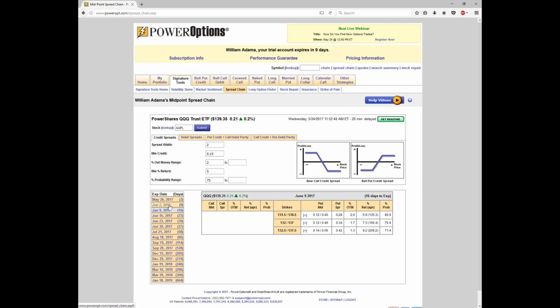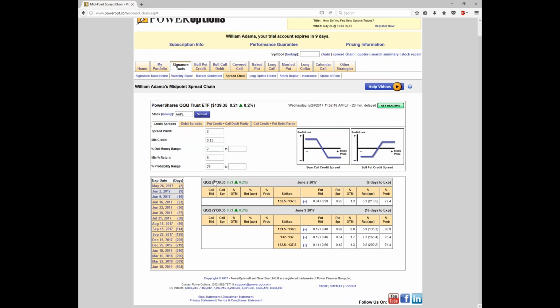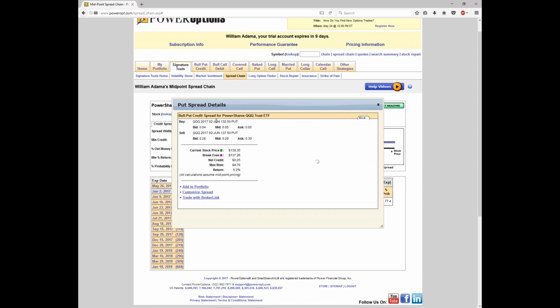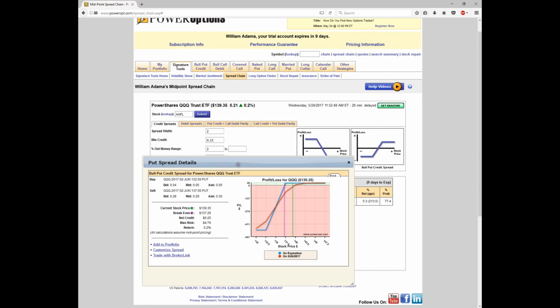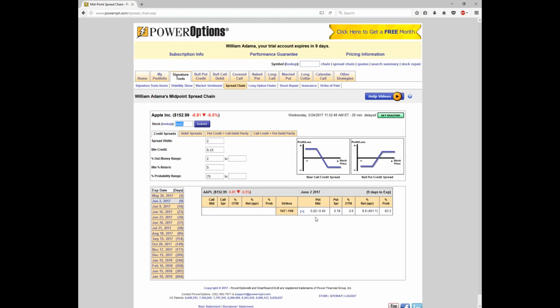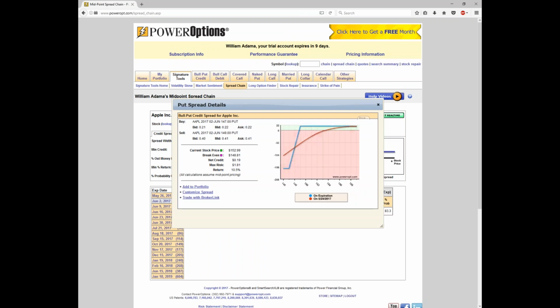I'm going to select the June 2nd expiration, which is 9 days out. And we see here that there is only one bull put credit spread that matches that requirement. We have here the June 132.50. Oh, sorry. Didn't do what I wanted it to. Okay, so there's the Apple spread that we wanted right there. Okay, so I'm sorry about that.